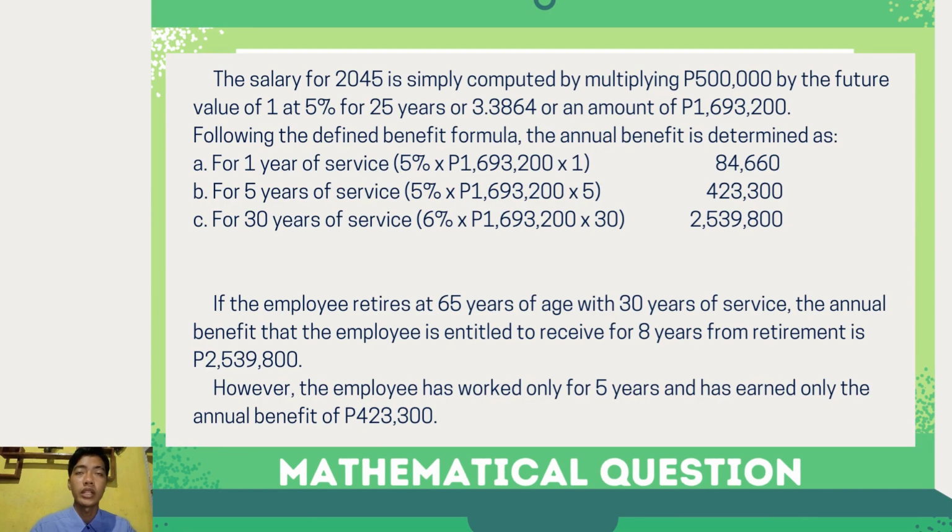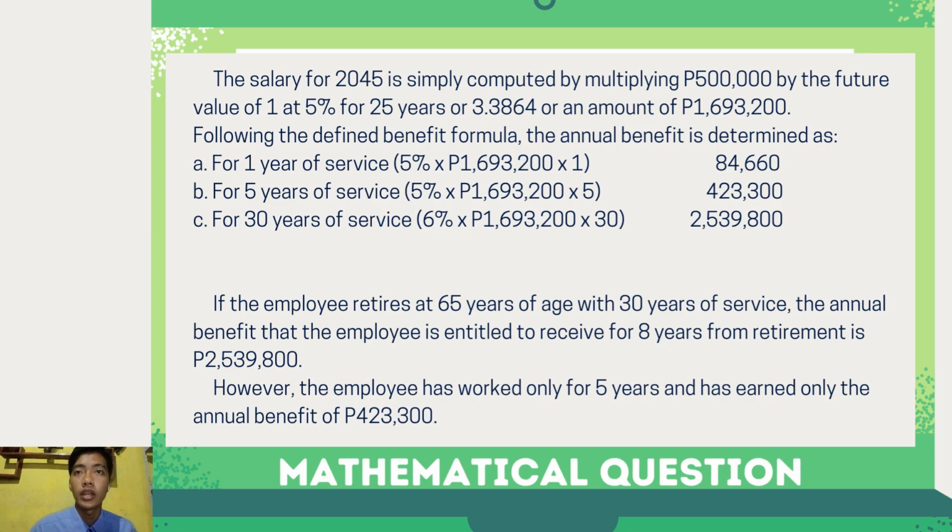So, the salary for 2045 is simply computed by multiplying 500,000 with the future value of 1 at 5% for 25 years or 3.3864 or an amount of 1,693,200. So, following the defined benefit formula, the annual benefit is determined as, so, sa 1 year of service, magkakaroon siya ng 84,660. Sa 5 years naman, 423,300. And sa 30 years, magkakaroon siya ng 2,539,800.